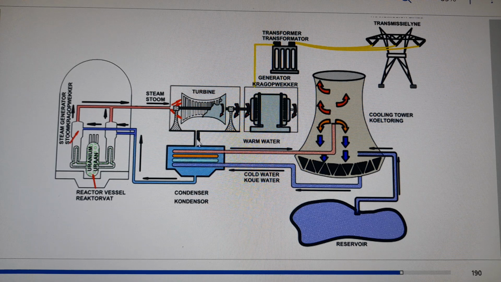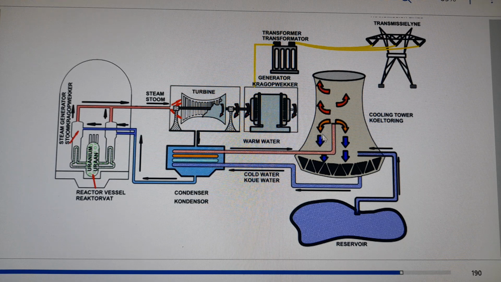Same process, water is condensed back to the reactor, and from the cooling tower, the steam that escaped to the cooling tower also condenses back and comes back to the boiler. Some of the water goes to the reservoir. So it's similar. The only difference is the heating up of water. We use uranium, and in the coal fired, we use coal to heat up the water. Otherwise, the process becomes the same.